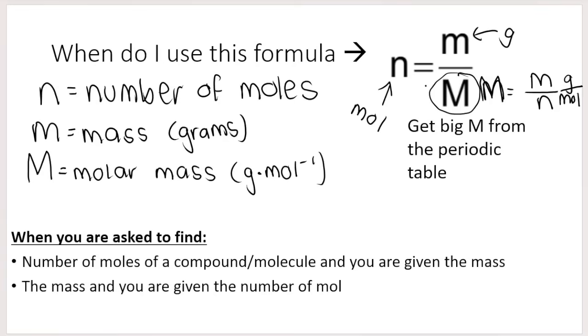So we use this formula, baby n is equal to little m over big M, when they ask you to find the number of moles, which is n, or if they ask you to find the mass and you're given the number of moles. So if we're trying to find baby m or n, we use this one.